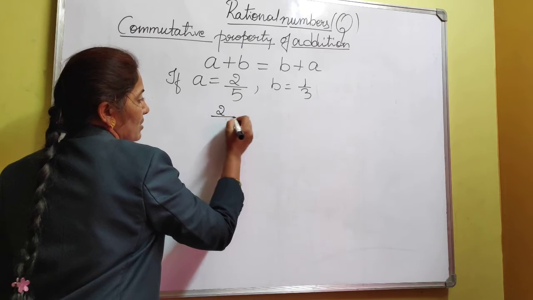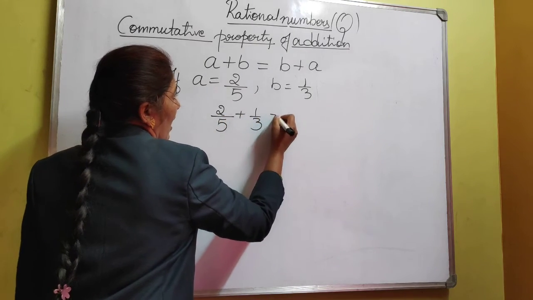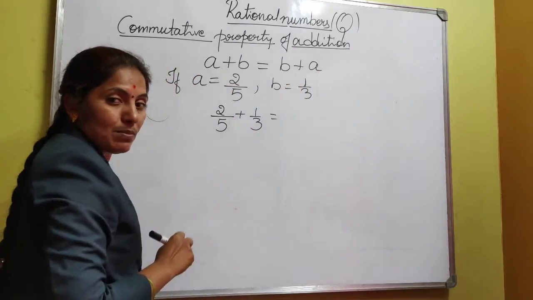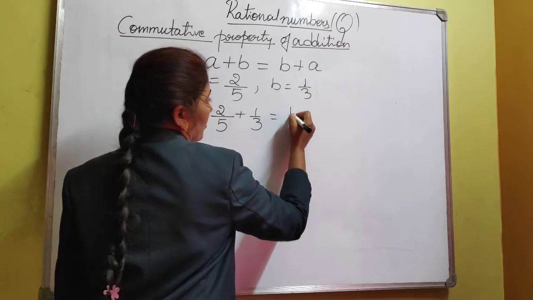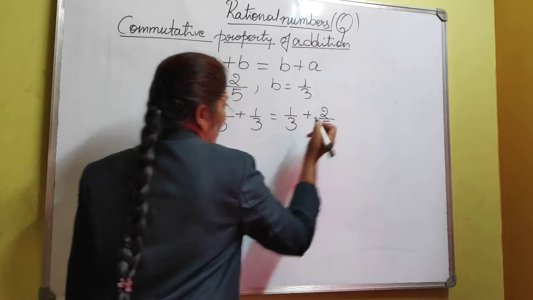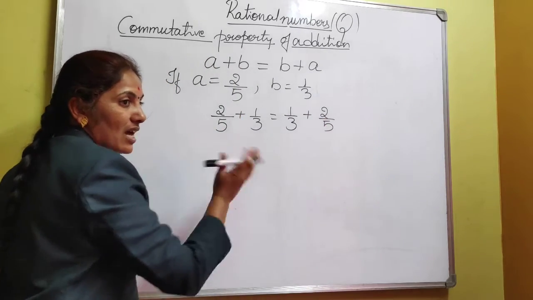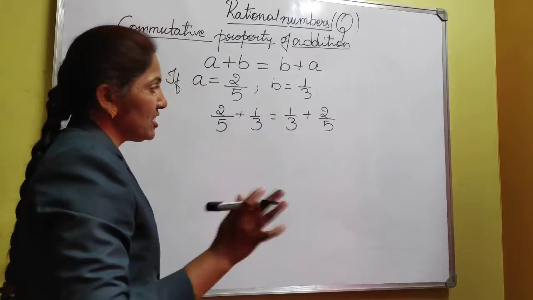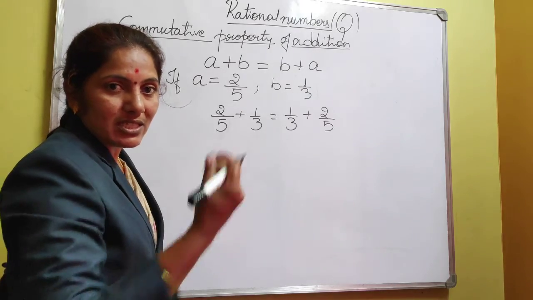If I write A plus B, I can write this as 2 by 5 plus 1 by 3. Now using the same values, I will write B plus A. B plus A is equal to 1 by 3 plus 2 by 5. We can observe the difference: the numbers are interchanged and we are finding the sum. When we find the sum, even after interchanging, we want to find out whether LHS is equal to RHS.